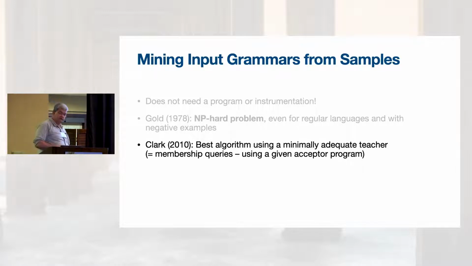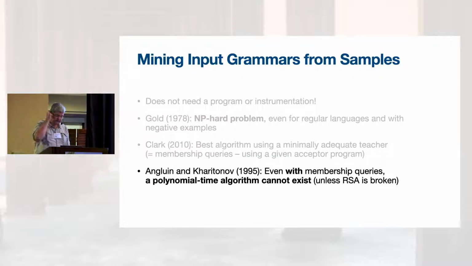Clark in 2010 produced the best algorithm so far using a minimally adequate teacher, which is essentially a helper that tells you whether an input is valid or not, which can be an acceptor program. And Angluin and Kharitonov in 1995 showed that even if you do have membership queries, there can be no polynomial time algorithm that actually gets you these.